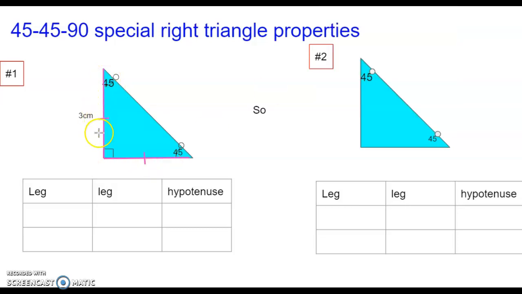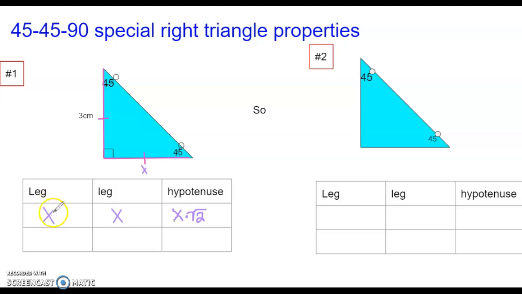So I'm going to compare everything to the leg. So I'm going to label the leg as an X here. So this will always be X. So my leg is going to be X. And my other leg is exactly the same, so I'm going to write X too. So the length of the leg is X. And earlier I said that the length of the hypotenuse is whatever the leg is times the square root of 2.